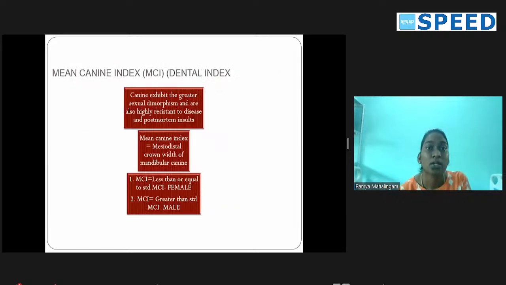Okay. So you can use this mean canine index to come to a conclusion of the sex of the patient. Okay, it has a formula. You can take the measurement of the canine and apply it in this formula and come to a conclusion whether it's a male or a female patient. Okay.